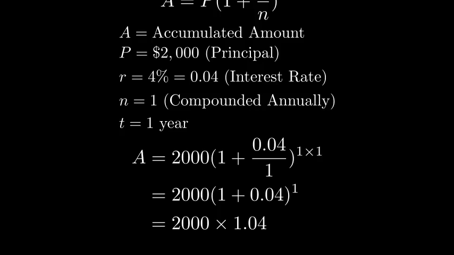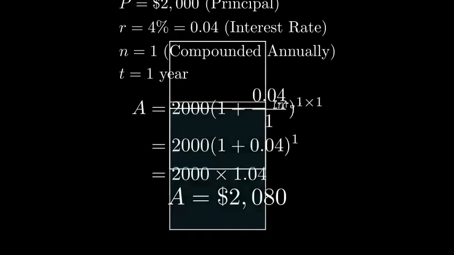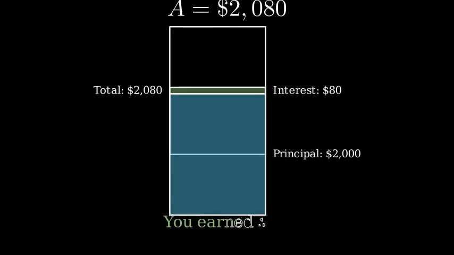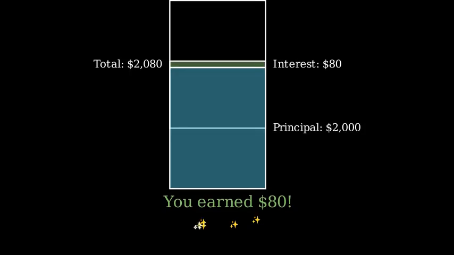First, we simplify what's inside the parentheses to 1.04. Then, we multiply 2,000 by 1.04. This gives us $2,080. Therefore, after 1 year, your $2,000 CD will grow to $2,080, meaning you will earn $80 in interest. This is the power of compound interest. Even at a modest rate, your money grows over time.